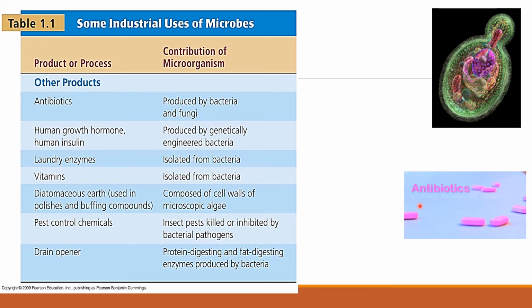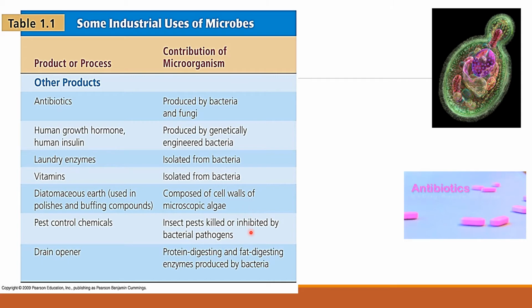Laundry enzymes like proteases and amylases are produced by bacteria. Vitamins are produced by bacteria. Then we have diatomaceous earth, or kieselguhr, which is used in polishes and buffing compounds. That comes from the diatoms, the microscopic algae. From their cell walls you get it.